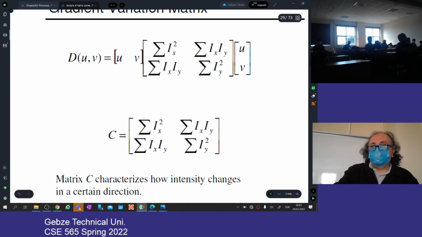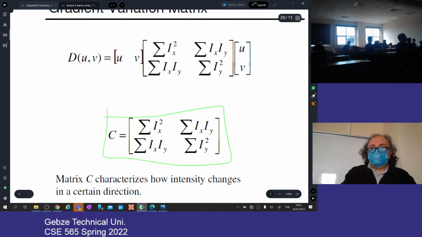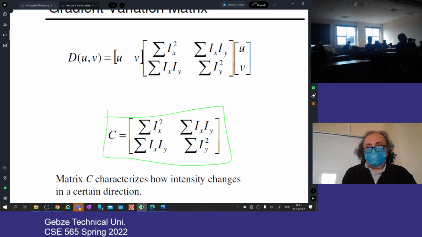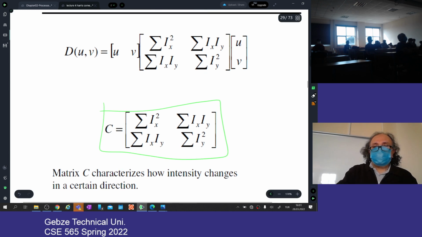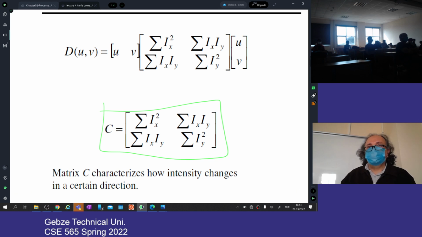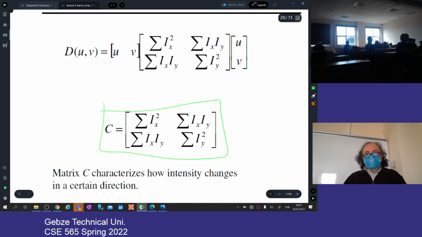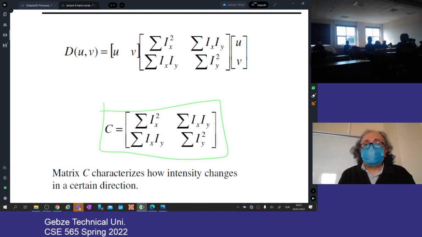Ix square, all the additions of it, Iy square, and this and that. So this is my matrix that I am dealing with. Again, this is a 2 by 2 matrix calculated over, for example, a 5 by 5 window, or 7 by 7, or 11 by 11. So, this matrix C characterizes how intensity changes in a certain direction. And that direction is this direction. Maybe we can analyze this matrix to see what kind of directions are important for this matrix.